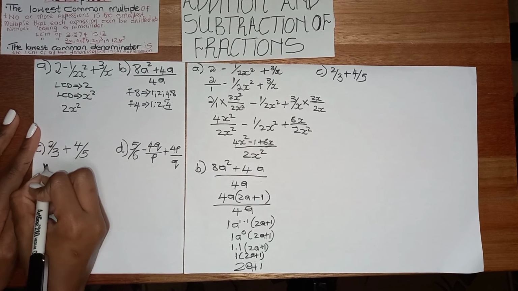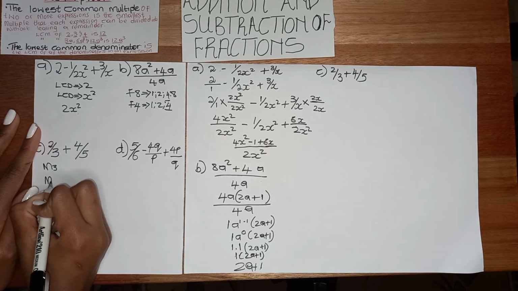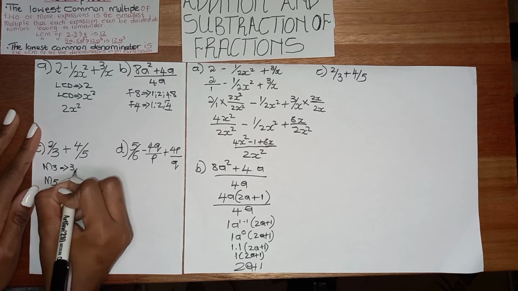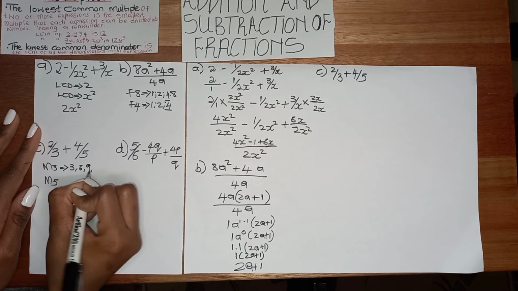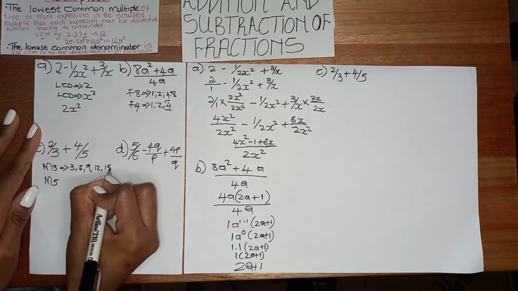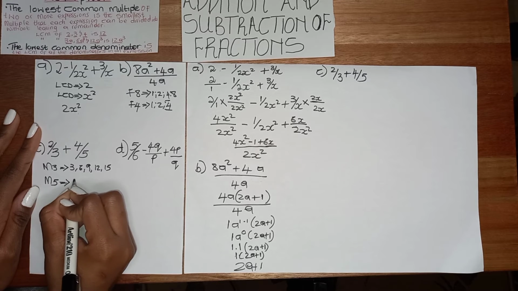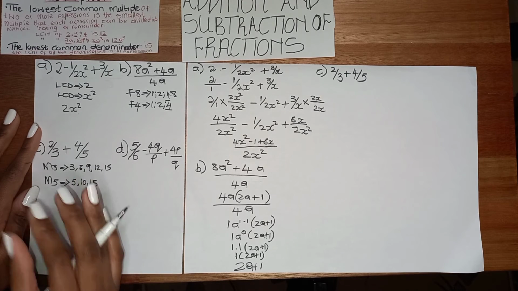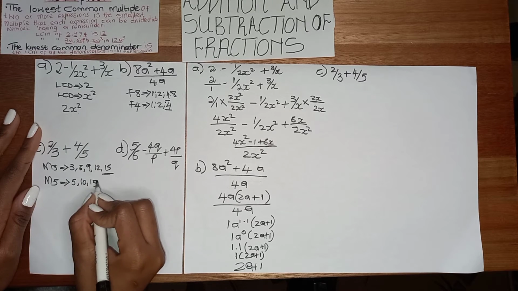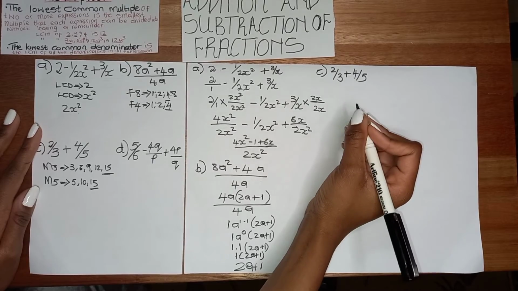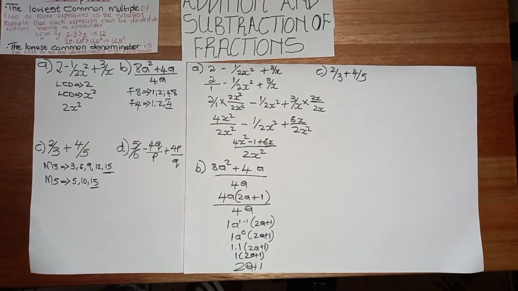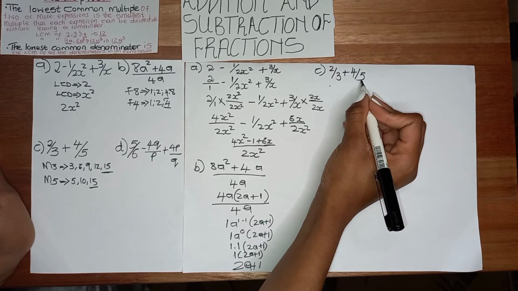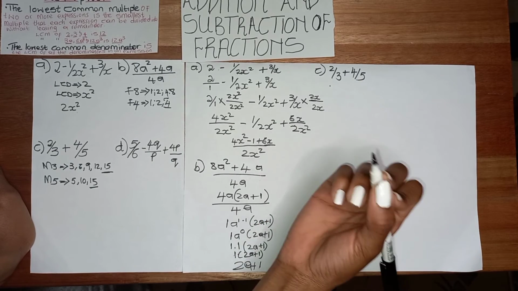So we're going to look for multiples of 3 and multiples of 5. Multiples of 3 are 3, 6, 9, 12, 15. Multiples of 5 are 5, 10, 15. So the lowest common multiple is 15. So what we have to do now is look for a number that we can multiply with 3 that can give us 15, and look for a number that can multiply with 5 that can give us 15.